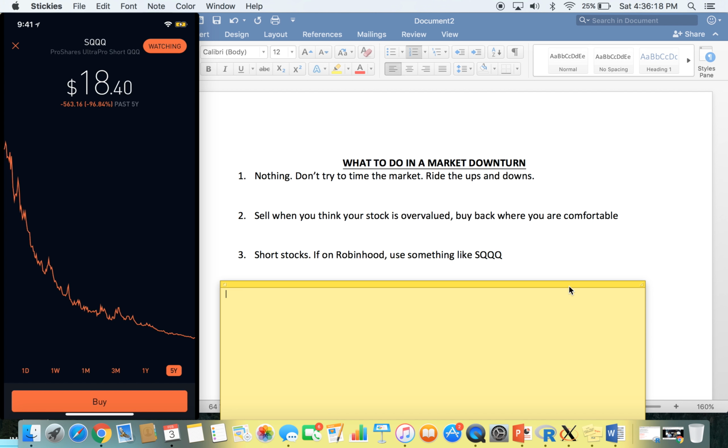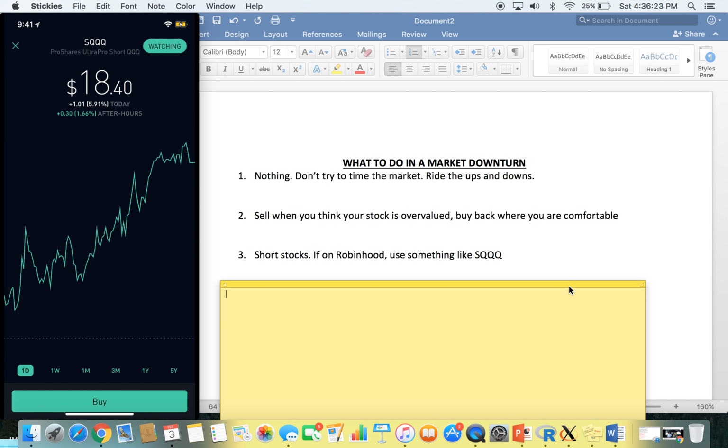Obviously, it's going to be down a ton in the long run, but there are definitely some trades that can be made when you think the QQQ stocks are overvalued, and there are plenty of other short ETFs that will give you reverse leverage against the major indexes.